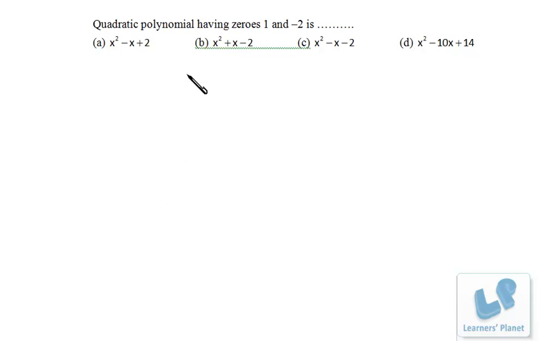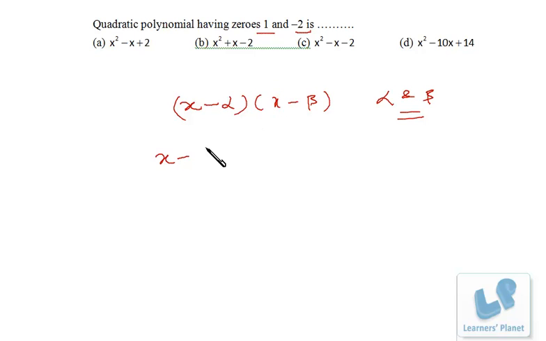Now, quadratic polynomial having zeros 1 and minus 2. So whenever you are given zeros of a quadratic polynomial, you just put the value over here. So standard quadratic polynomial is this, when the roots or the zeros are alpha and beta, right? So for any quadratic polynomial, if the roots are alpha and beta, this will be the quadratic polynomial. Now here in this case, alpha and beta are 1 and minus 2 respectively. So I just put the value of alpha and beta over here. So it's (x minus 1) into (x minus beta). So beta is minus 2, so it will be x plus 2, right?